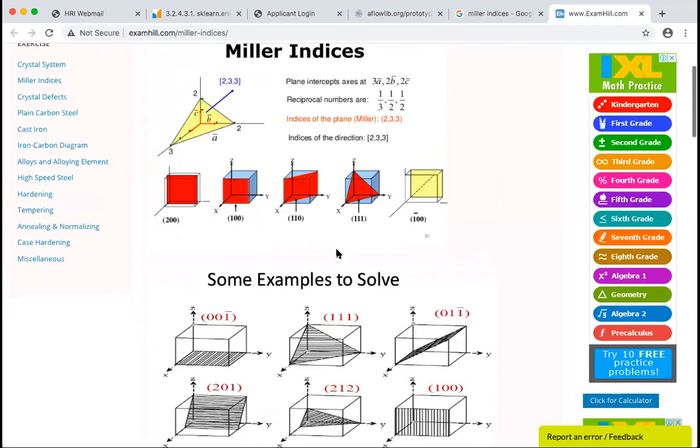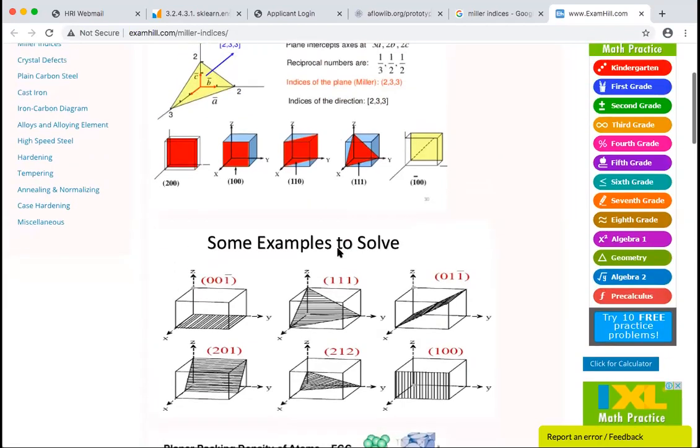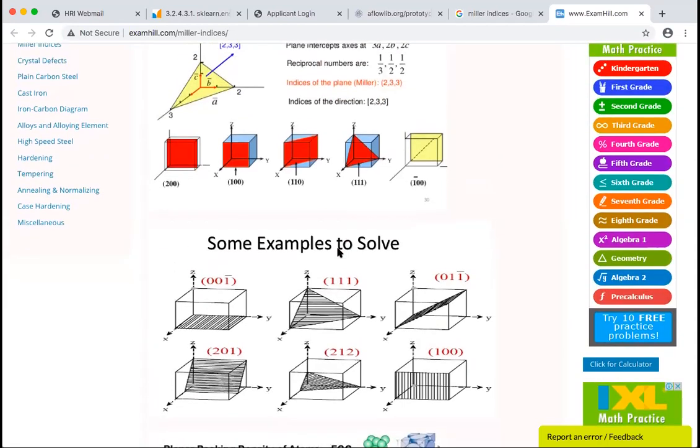Now, given one family of lattice planes, let us suppose that they intersect the direct lattice vectors, that is A1, A2, and A3, at X1, X2, and X3.